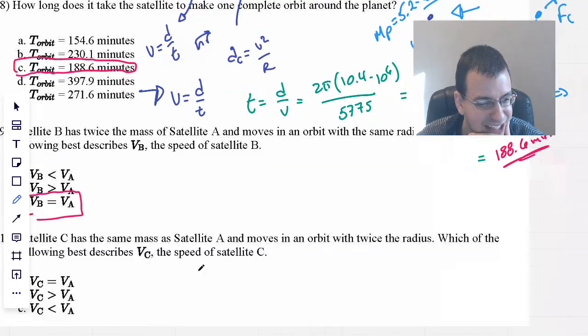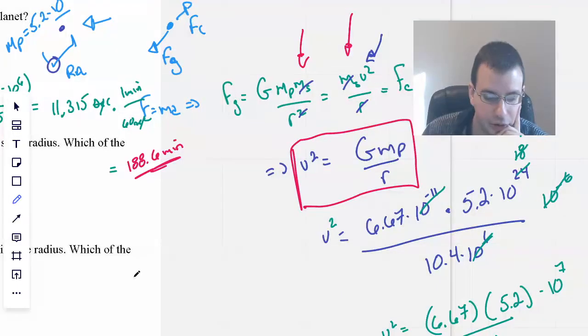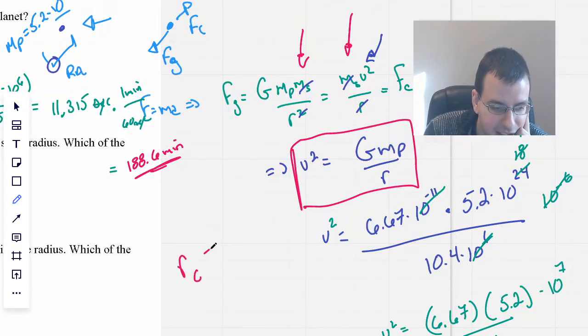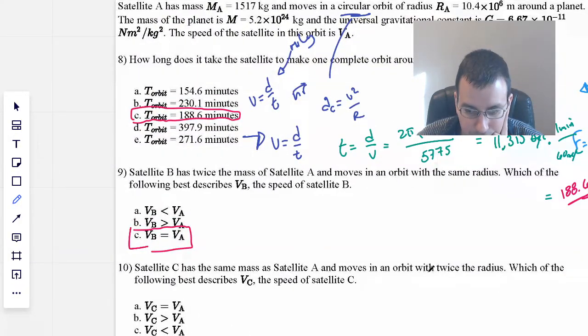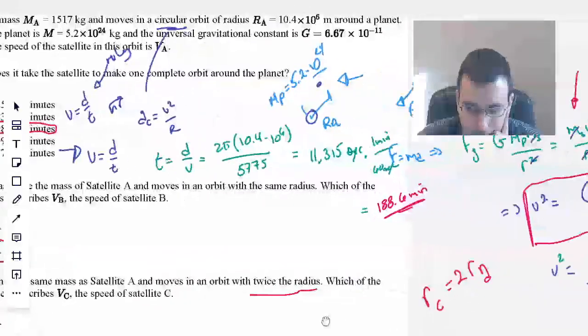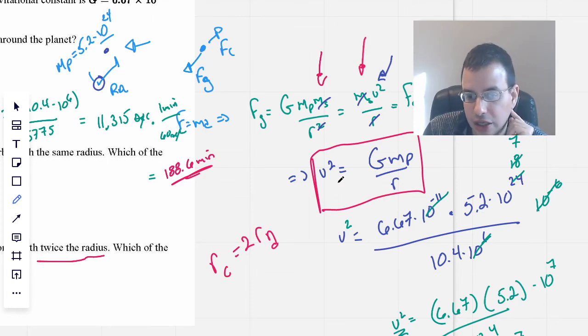That way, when you have follow-up questions, like, oh, okay, pretty straightforward. Now we have satellite C, which has the same mass as satellite A and moves in an orbit with twice the radius. Which of the following best describes velocity C, the speed of satellite C? Okay, so RC equals 2RA, okay? Let's see here, twice the radius.